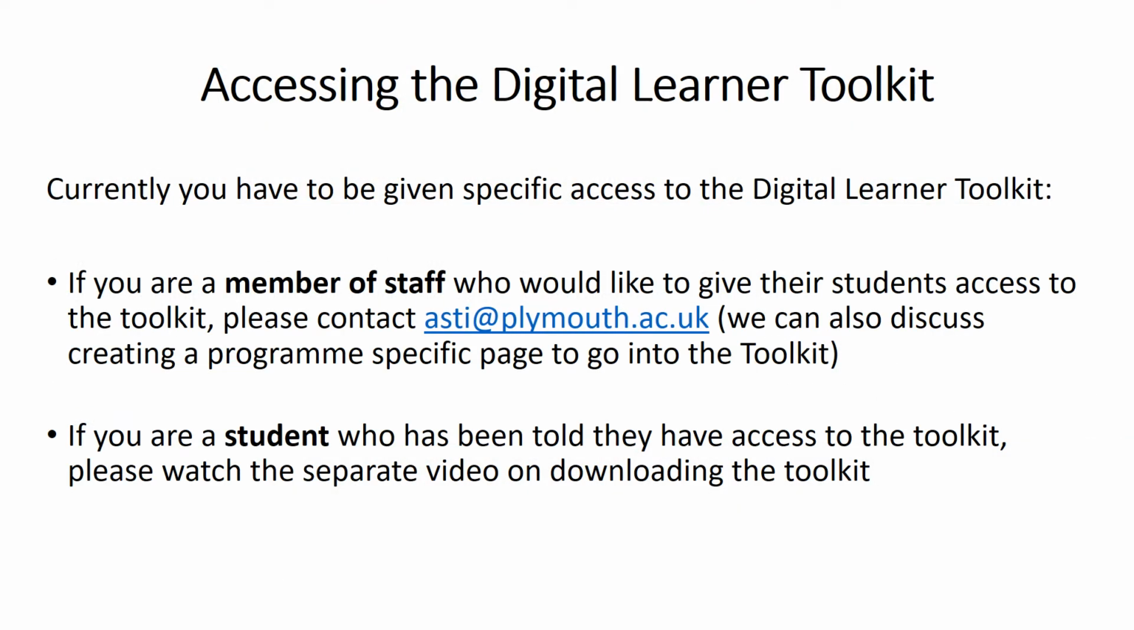At the moment, you have to be given specific access to be able to access the Digital Learner Toolkit. If you're a member of staff that wants to give their students access, please contact ASTI on the email address shown. If you're a student and you've already been given access to the toolkit, then there's a separate video you can watch on how to download it.